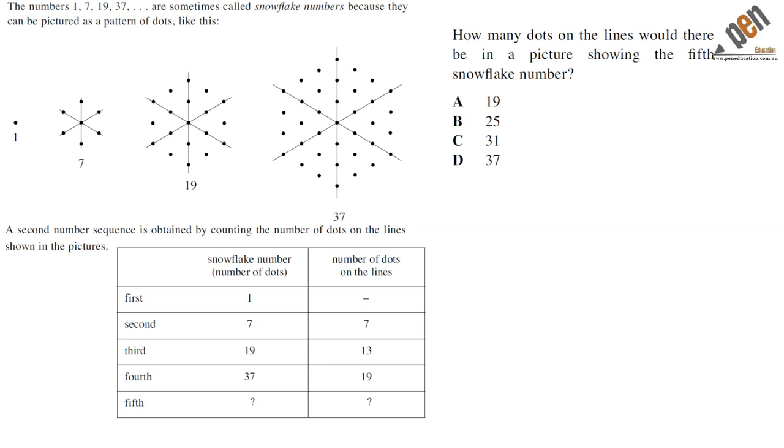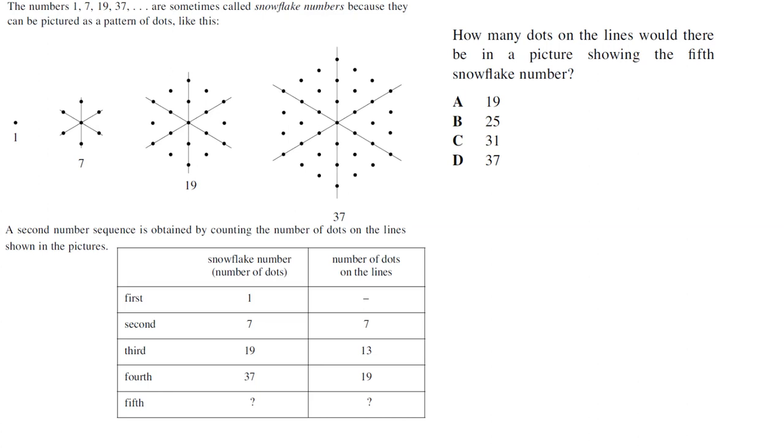Here we have a table made with the snowflake number for the first, second, third, fourth, fifth, etc. and a corresponding number of dots on each line. You can see that the second snowflake has 7 dots on the line and the third has 13, although there are 19 dots in total. So, our question is, how many dots on the lines would there be in a picture showing the 5th snowflake number?